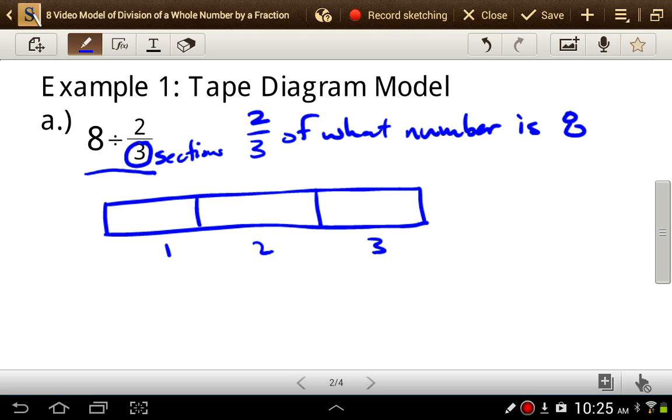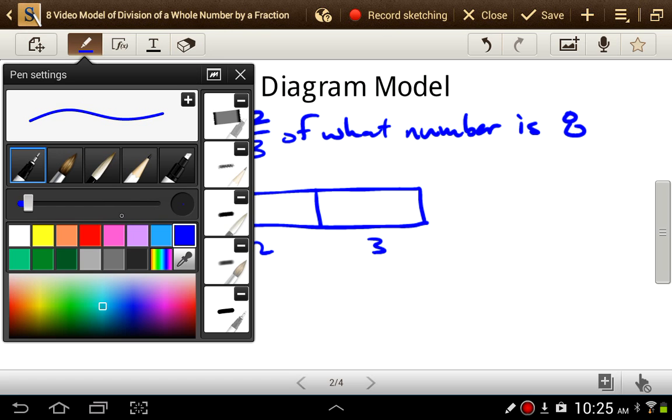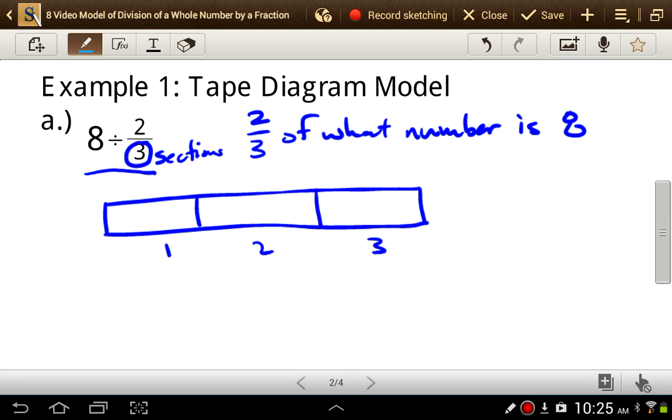Now I'm going to move on to my shading. My numerator, let's change colors of pen here because that's kind of fun. I won't use red, we'll use a different color, blue. The numerator is going to tell me my shading. So I am going to shade 2 of them. So I'll shade that one, and we'll shade that one. So that's my 2/3 there.